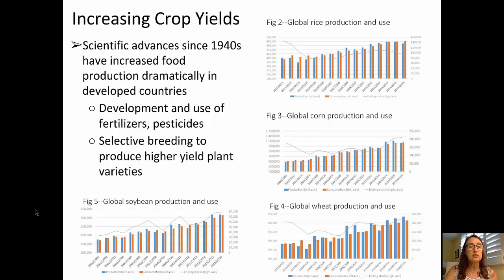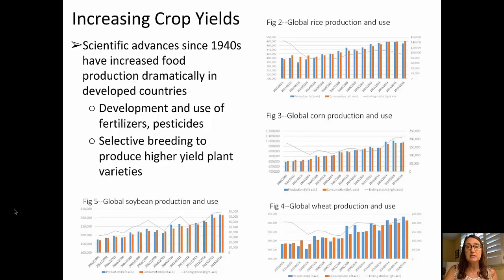And those include the development and use of fertilizers and pesticides, and also selectively breeding to produce higher yield plant varieties. On this slide, we can see graphs for 4 different crops: rice, corn, wheat, and soybeans. The graphs run from the year 2000 through 2016.